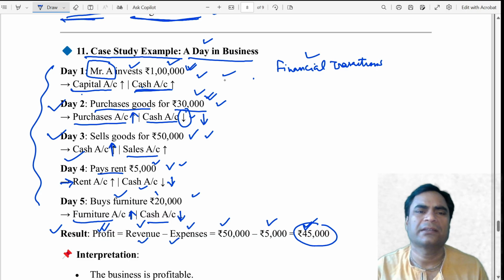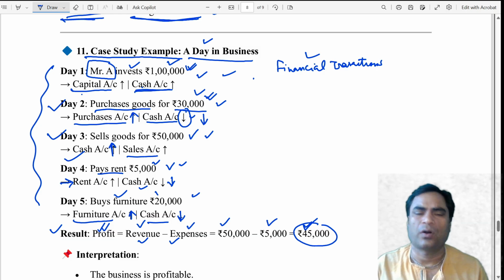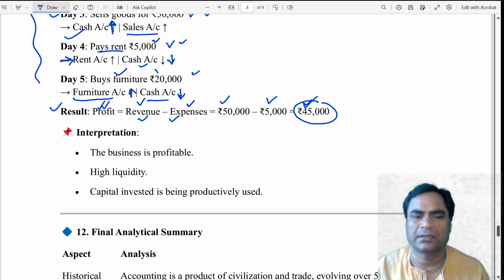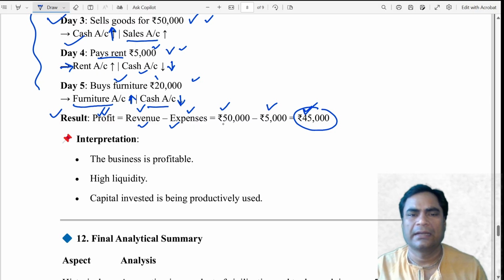So hope you have understood the transactions and the accounts which are involved in a particular transaction. Ultimately, in every business transaction, two accounts are involved. One is to be debited and another is to be credited. What are the methods of debiting and crediting a particular transaction? It is something which will be discussed later on in the next chapters.